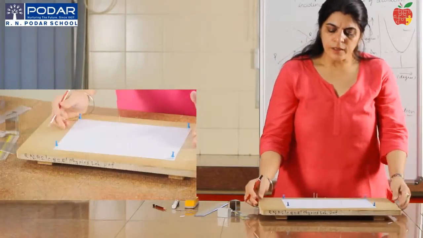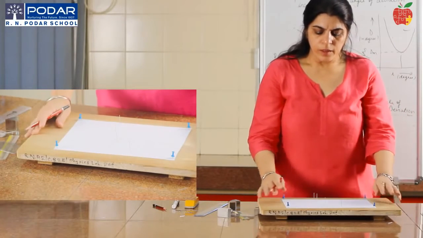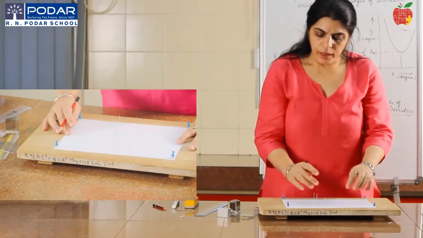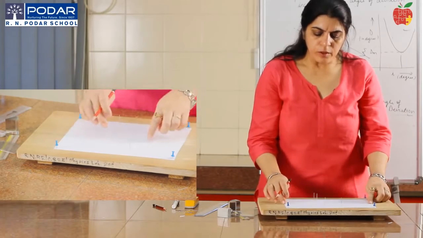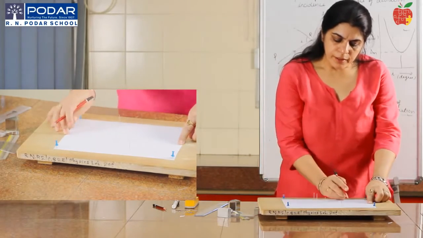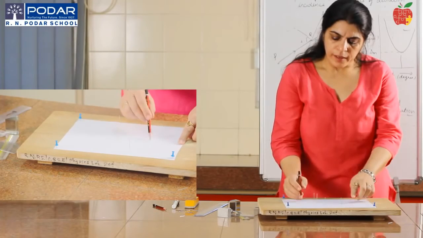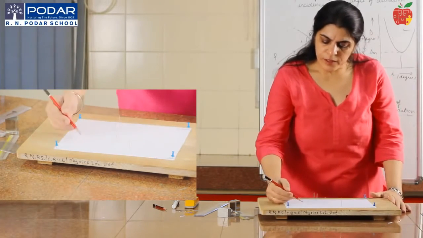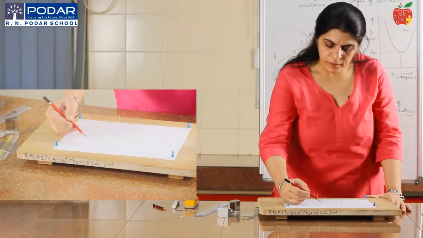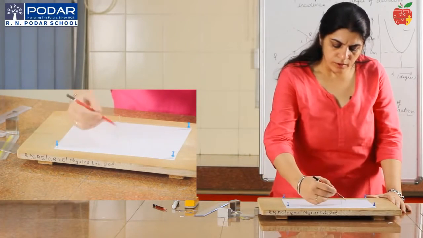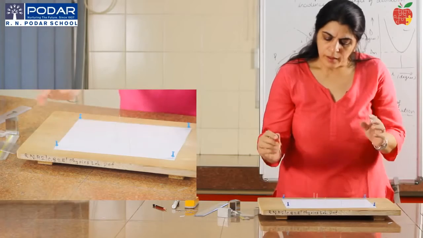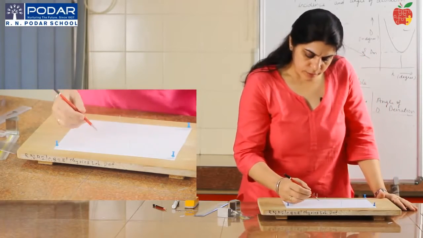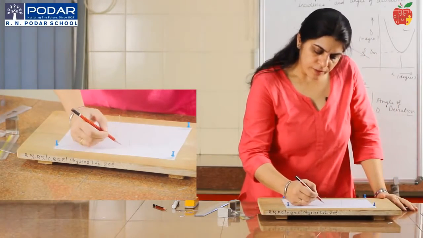Here, as you see, we have taken a board on which we have fixed a white paper. We have drawn a horizontal line and marked three points, O, X and Y, at a distance of around 5 to 6 centimeters from each other. Then draw the normals ON1, XN2 and YN3.